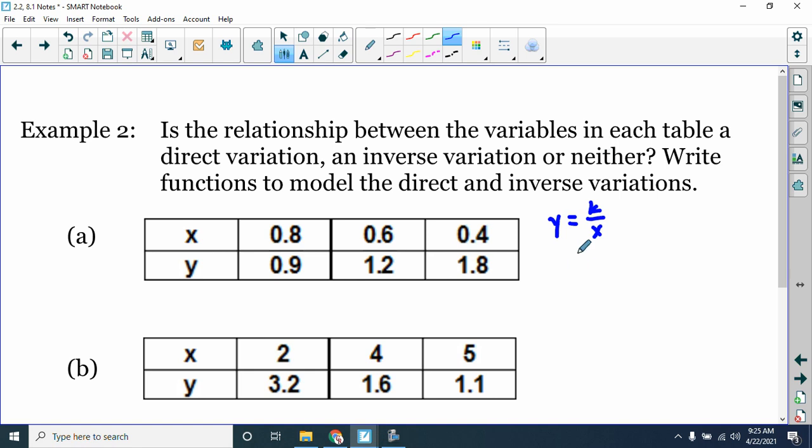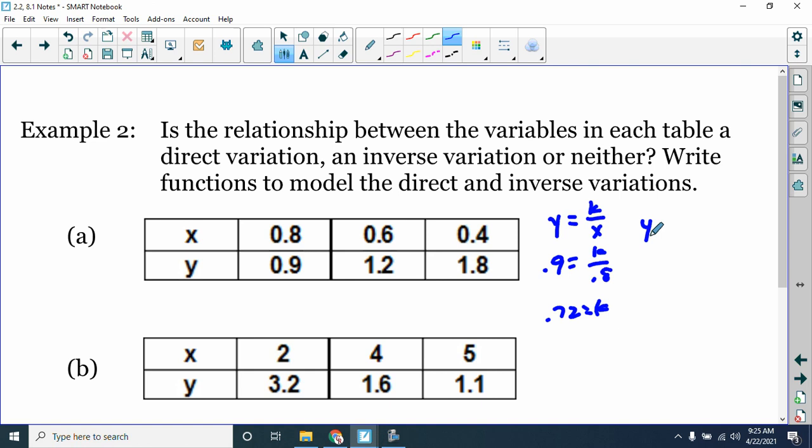It still could be neither. What we want to do is, can I come up with an inverse equation that works for all of these? So take any one of the points, I'm just going to take the first one, plug it in for x and y, and solve for k. I get k equals 0.72.